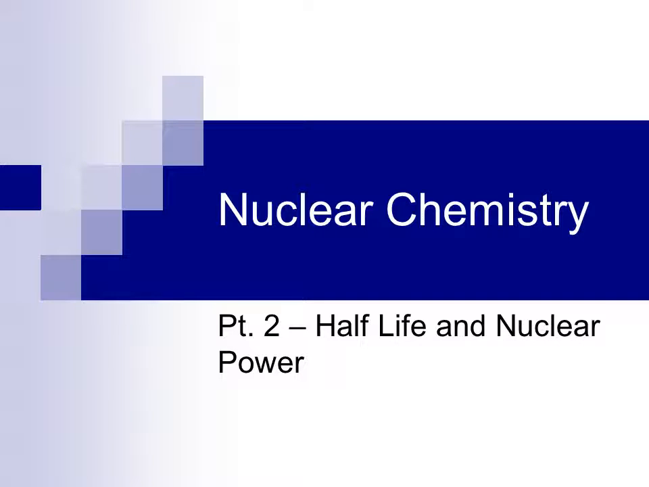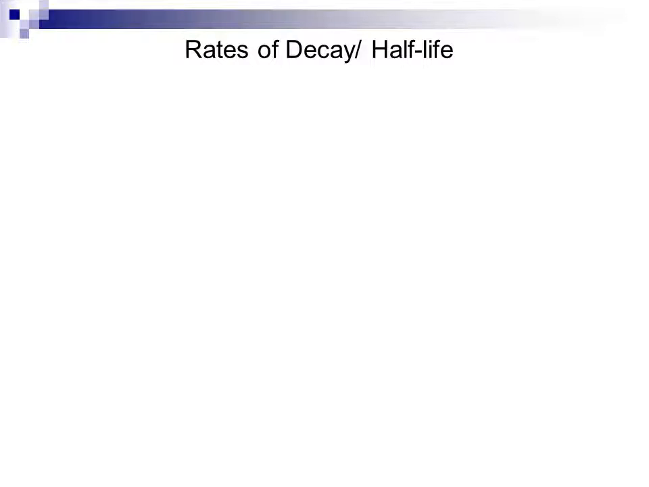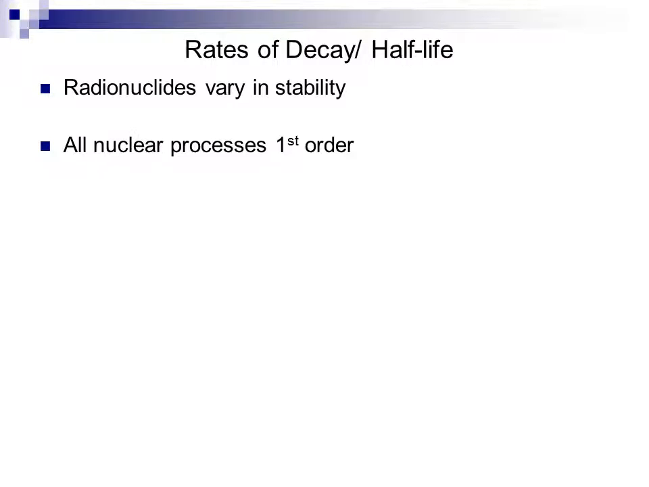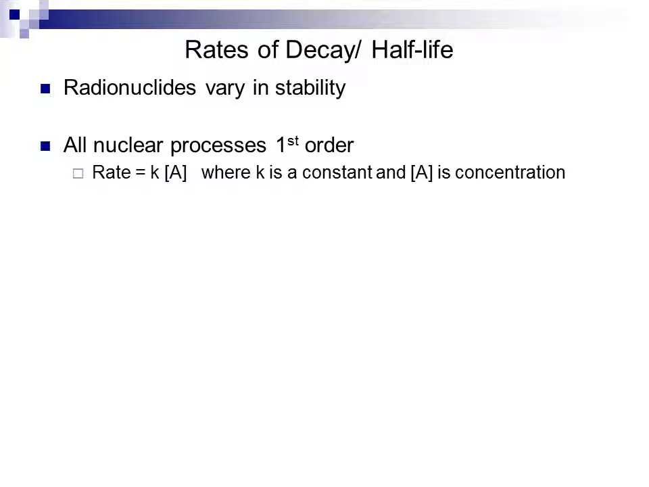Nuclear Chemistry Part 2. Understanding nuclear reactions is important, but different radionuclides vary in stability, and the different nuclides will have different rates of decay that are associated with the reaction of the nucleus in whatever decay process it is undergoing. All nuclear processes are first order, which means that they are independent of things like catalysts and temperature.